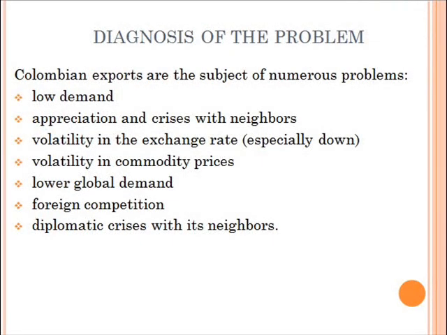Diagnosis of the problem. Colombian exports are subject to numerous problems: volatility in the exchange rate, especially down, volatility in commodity prices, lower global demand, foreign competition, and diplomatic crises with its neighbors. But amid the ups and downs between 2005 and 2008, Colombia registered sustained growth of its sales abroad. This is because the country made up for losses in one domain with gains in another.